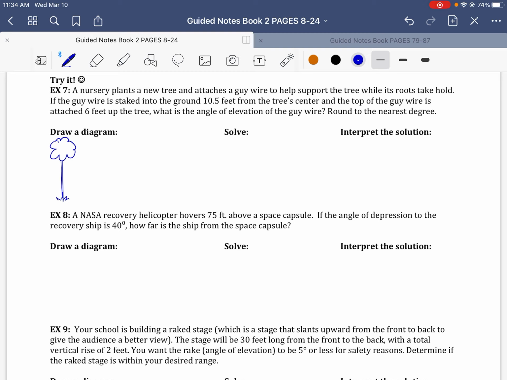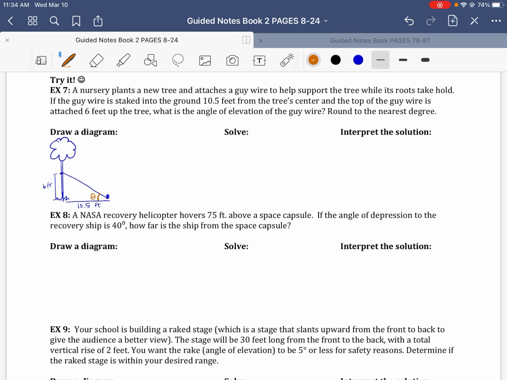And it says they're going to attach a guy wire to support it. And it's staked 10.5 feet from the tree's center. So here's my little guy wire down here. And it's going to be 10.5 feet away. Okay, so there's a little wire attached to this thing. And it looks like it's going to attach 6 feet up the tree. So here's the wire that's going to hold the tree in place. And we're going to be about 6 feet up that tree. It asks, what is the angle of elevation of the guy wire? So again, remember angle of elevation, if the ground is my horizontal line of sight, then this would be my angle of elevation here. So let's call it theta.